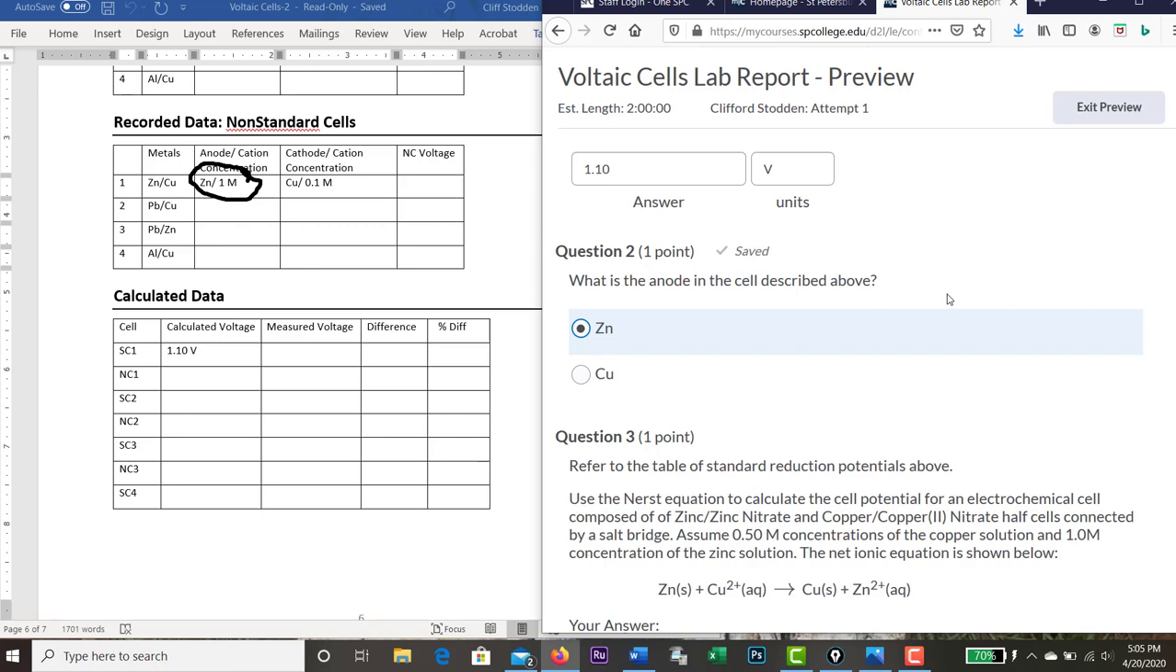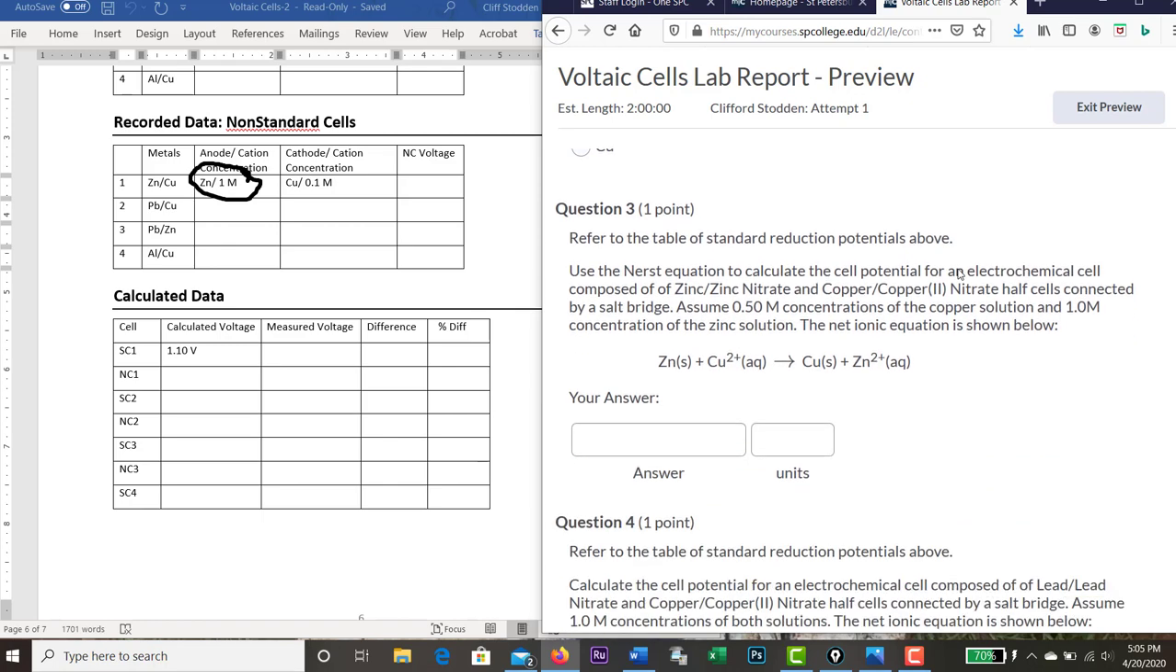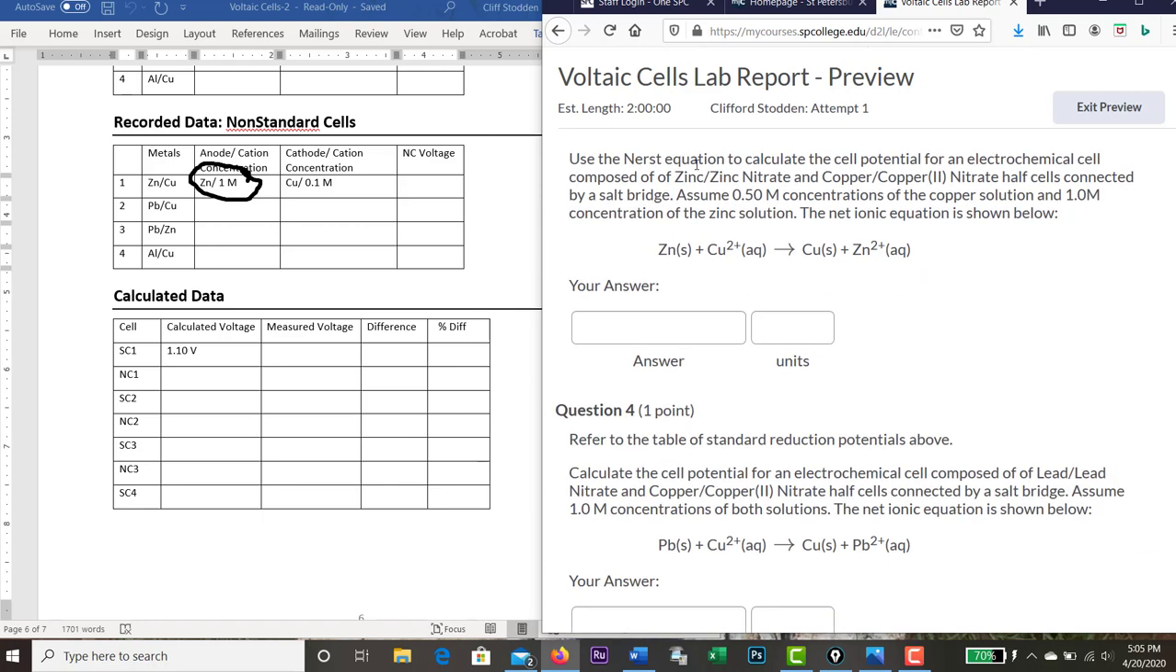Then the third one is where we have our non-standard cell. So let's see how we would do that. It tells you that you need to use the Nernst equation to calculate it. Still the zinc copper system. For this one, you're assuming a 0.5 molar for the copper, and there's still a 1 molar concentration for the zinc. Okay, so again, we want to use our Nernst equation here.